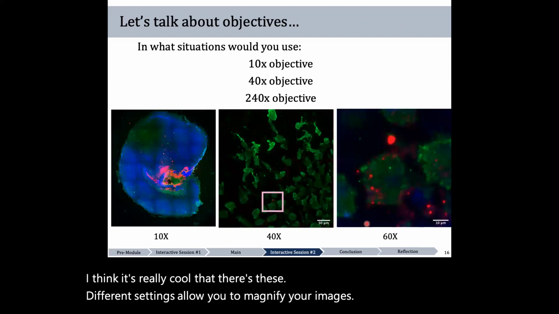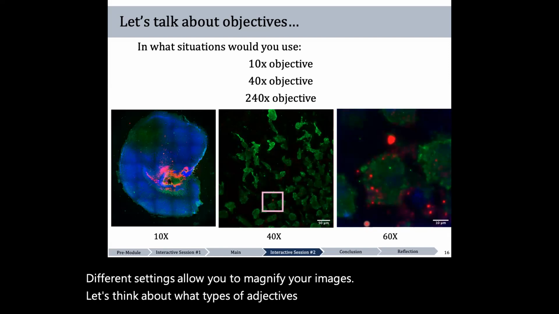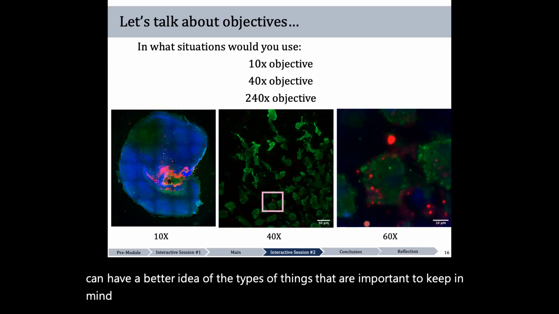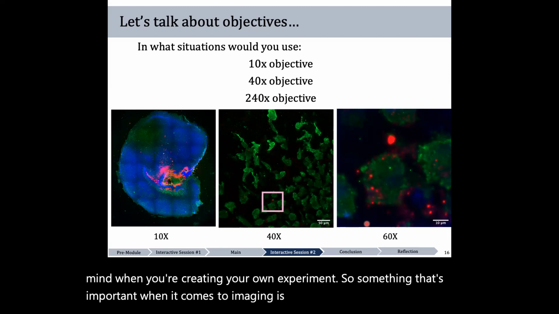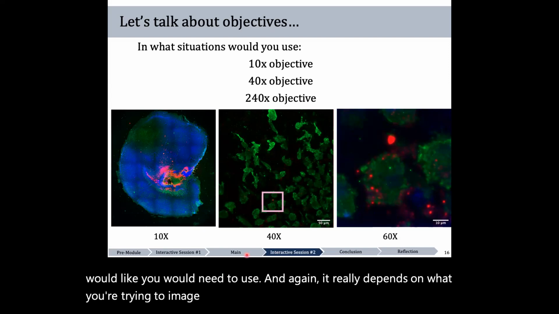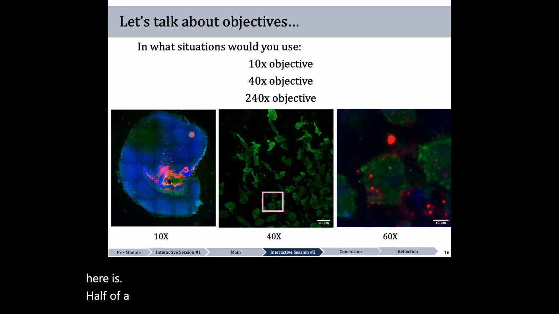So let's think about what types of objectives. Again, my goal was just that you can have a better idea of the types of things that are important to keep in mind when you're creating your own experiment. So something that's important when it comes to imaging is figuring out which objective you would need to use. And again, it really depends on what you're trying to image. So for example, here's a picture of 10x. And this here is a half of a brain slice. So this is one hemisphere of the brain.